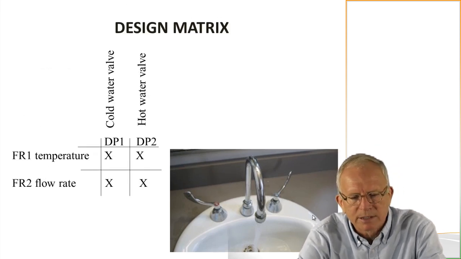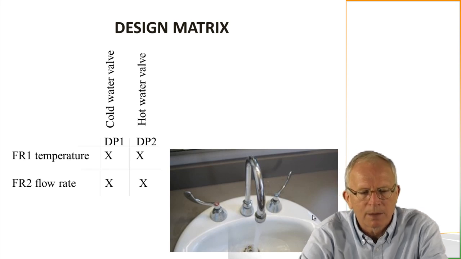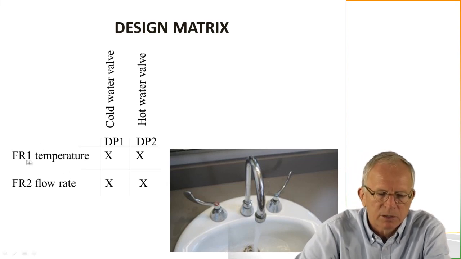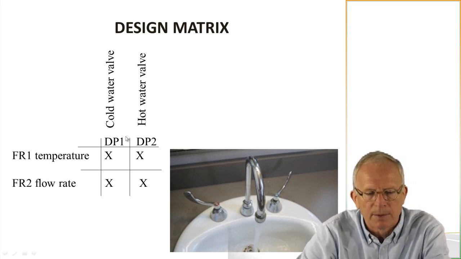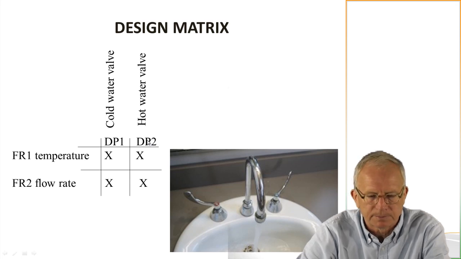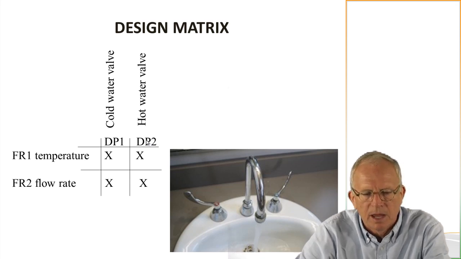What we do lots of times to look at compliance with Axiom 1 is we make a matrix, as we have here. Down the left side we have the functional requirements, one relating to temperature and the other relating to flow rate, and across the top we have the design parameters. So we have a cold water valve and a hot water valve.